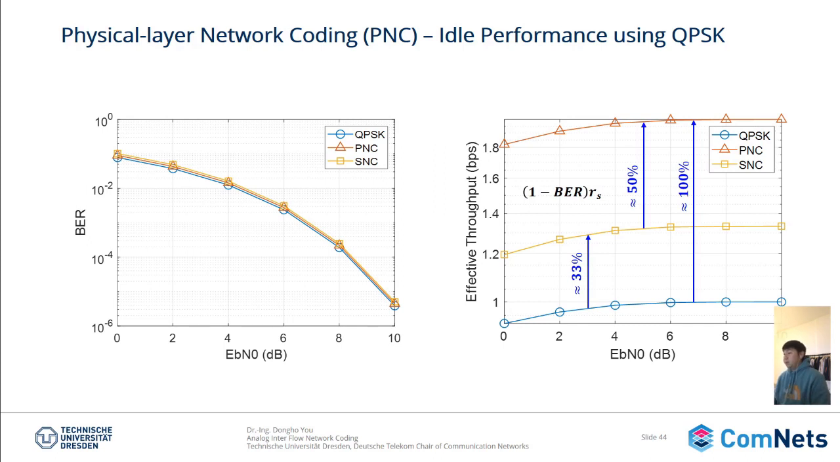Anyway, the PNC outperforms the no network coding case by about 100% here. And the PNC outperforms the SNC case, the straightforward network coding case, by about 50%. In summary, PNC is outstanding when we use the mapping rule in the physical layer. That's it.